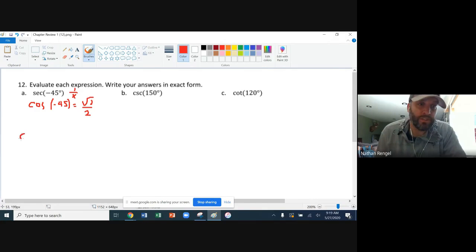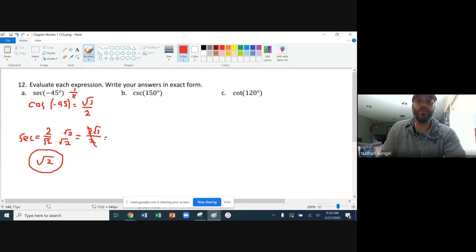Now we are looking for the secant, which is the reciprocal. So that's going to be 2 over the square root of 2. I'm just going to flip those around. Reciprocal means to interchange numerator and denominator. Then we'll rationalize. Two roots of 2 over 2. The 2's are going to cancel, and we're left with just the root of 2. So the secant of negative 45 degrees is going to be the root of 2.